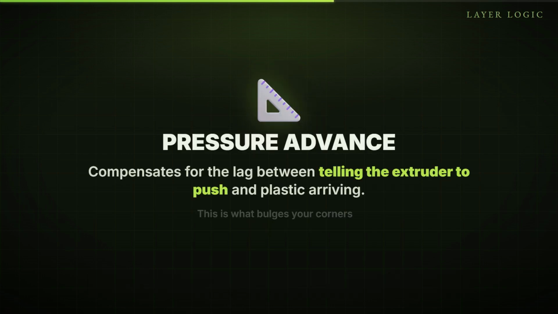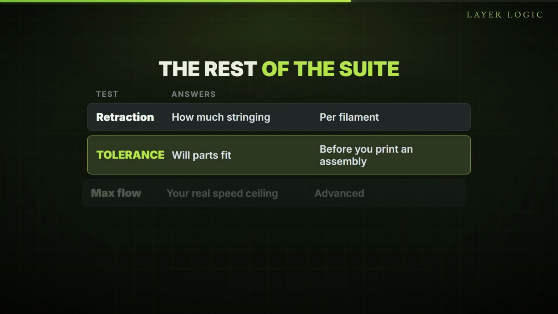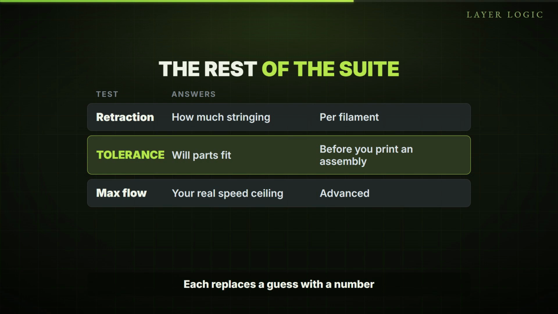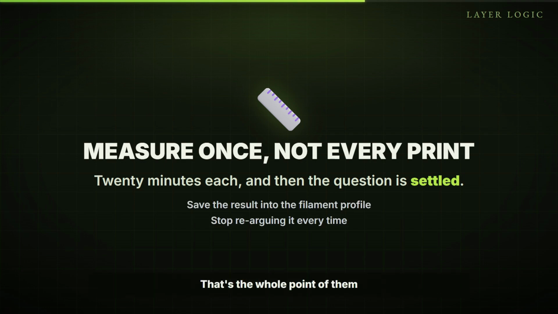Pressure advance is the one people skip and should not. It compensates for the lag between telling the extruder to push and plastic actually arriving, which is what causes bulging corners. There is also a retraction test for stringing and a tolerance test for parts that have to fit together, and both answer questions you would otherwise guess at. The point of all of them is the same. They replace opinion with a measurement, and each one takes 20 minutes once rather than being re-argued every print.